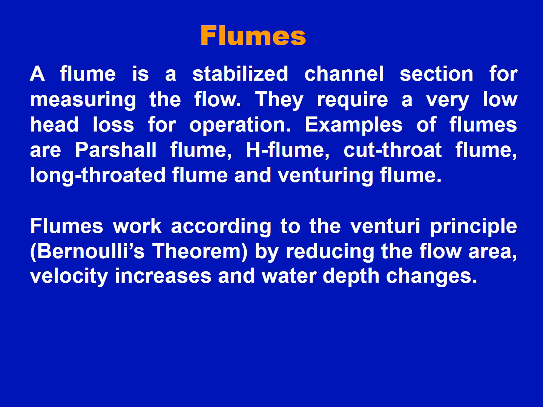So at section 2, where the size or area is low, velocity will be high. That means velocity head will be high. At point 1 velocity head will be low, so pressure head will be high. At the second point velocity is high, so pressure head will be low. That means there will be a difference of pressure between these two, by which we can indirectly measure the discharge. How, that we will see in the next slide.